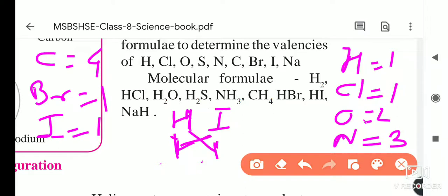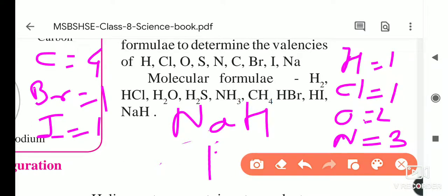Next is NaH, sodium hydride. So here it is NaH. Hydrogen reacts with 1 sodium and sodium reacts with 1 hydrogen. So sodium's valency is also 1. In this way we have to find out the valencies of different elements by using their formulas.